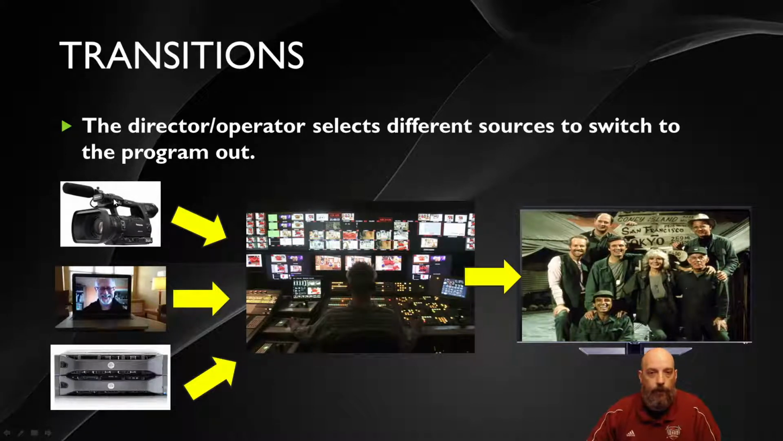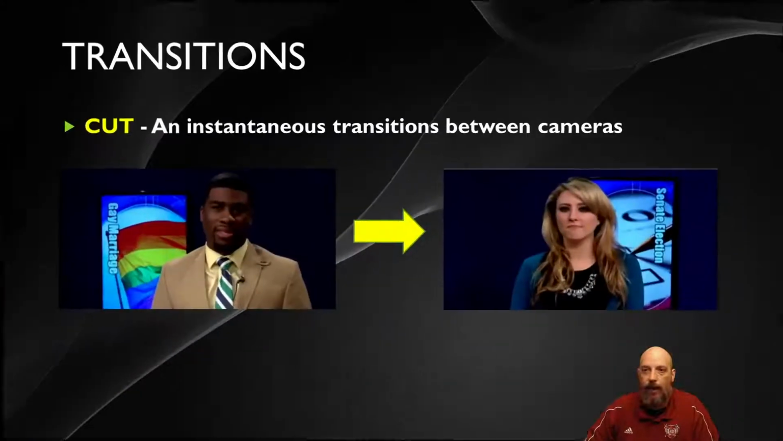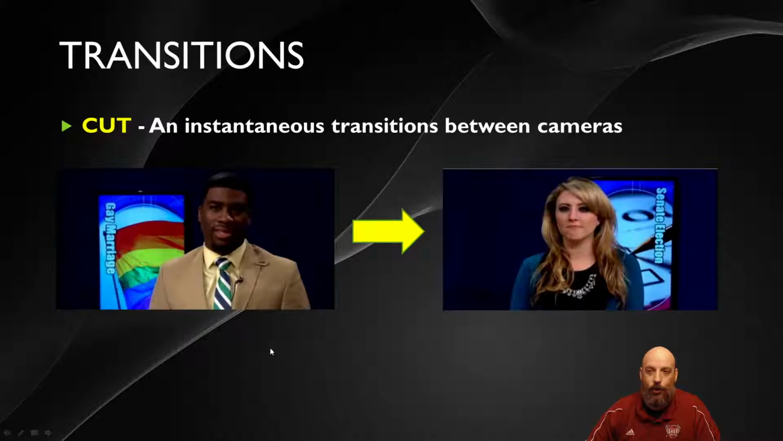Do I want to go to a video camera? Do I want to go to a laptop that's doing a virtual meeting? Do I want to go to a video server? The director, or the operator, has the ability to switch between these things. In this case, the director chose to go with the video clip off the server. By sitting at the production switcher, they're able to change between the various sources, and they have a variety of different ways that they can change. These are what are known as transitions.